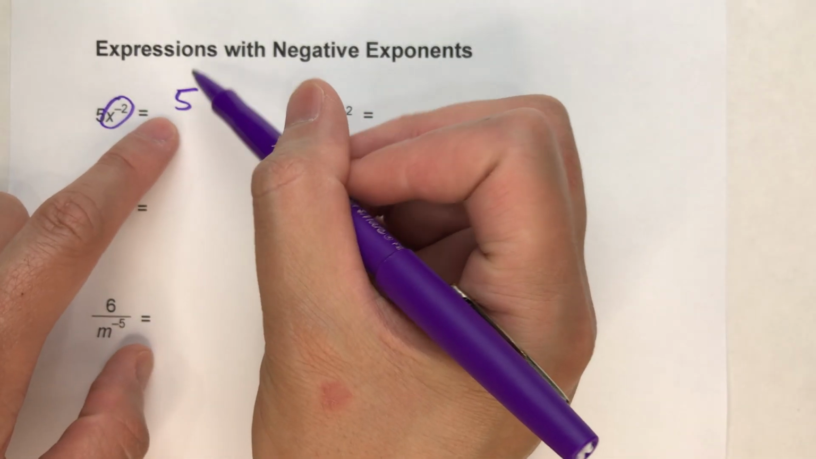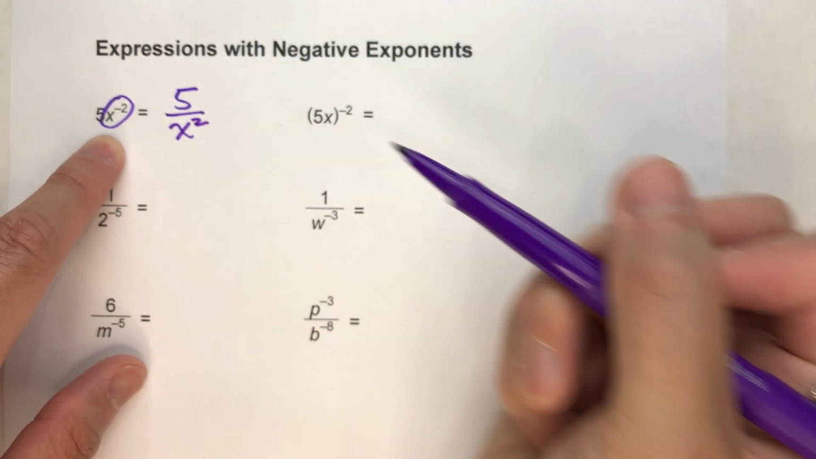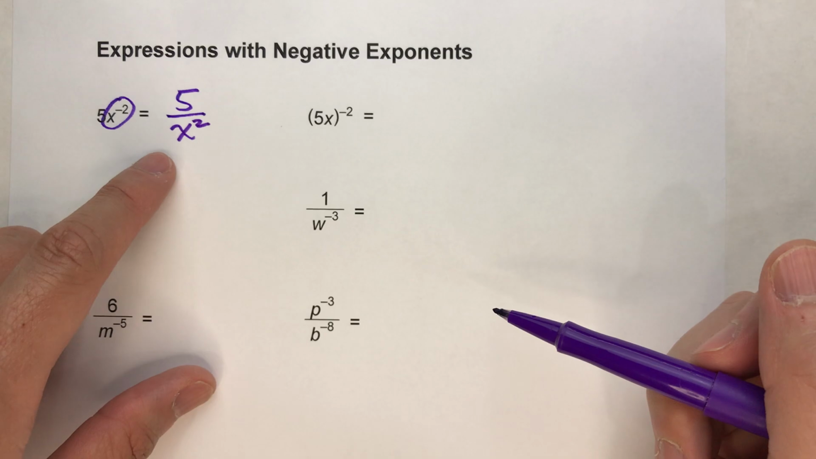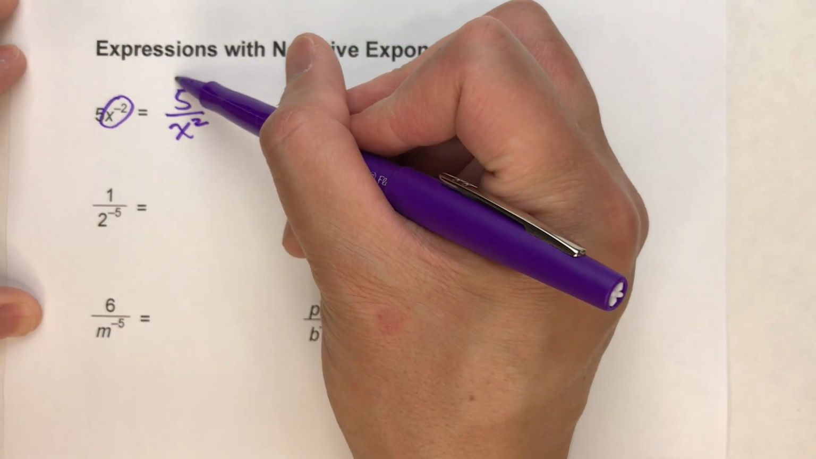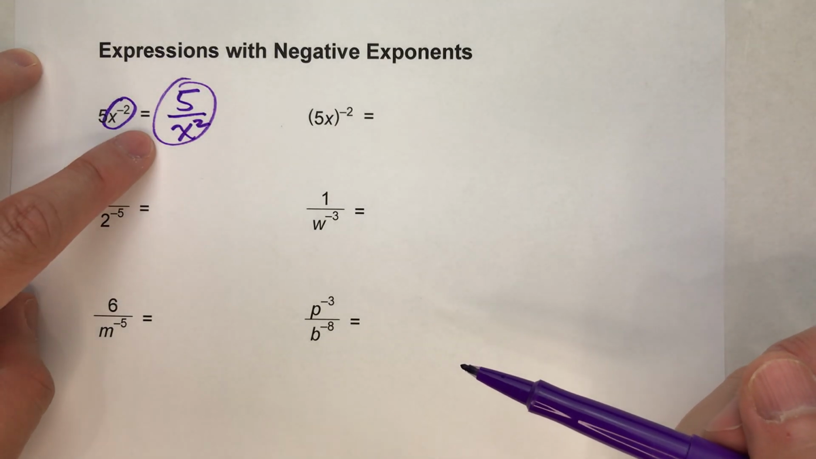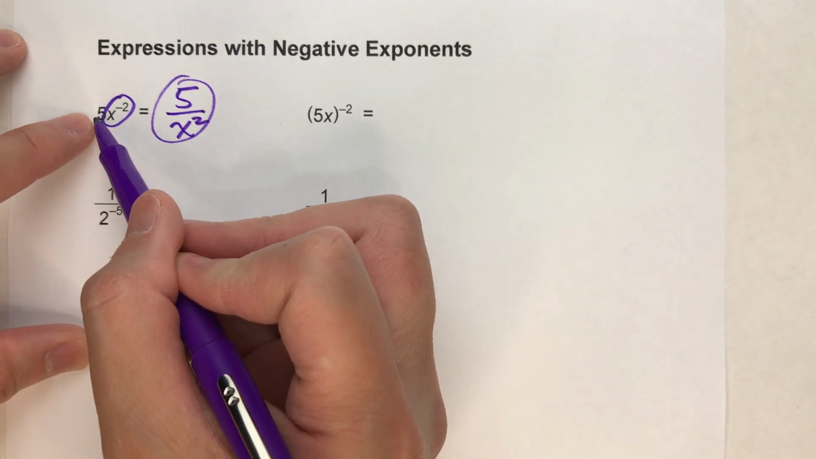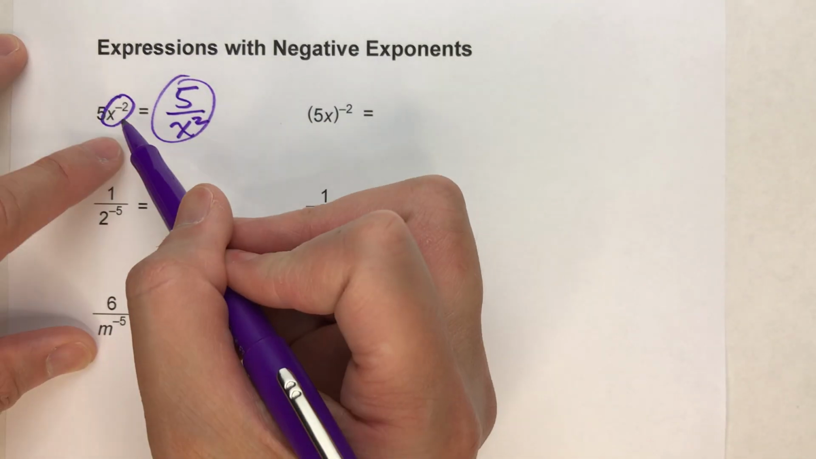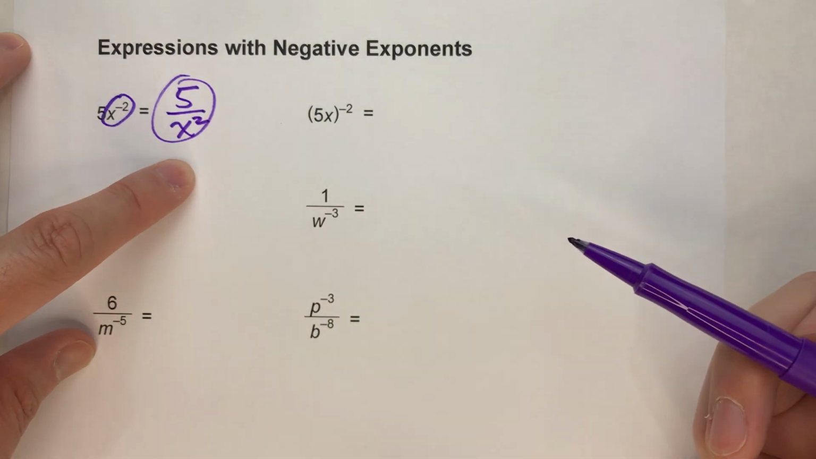So we're starting with 5 and dividing it by x twice. So divided by x squared. So 5 over x squared is the way to write this using positive exponents. Another way to think of it is 5 is a regular number, so it goes on top, but x has a negative exponent, so it goes on the bottom of the fraction and becomes positive.